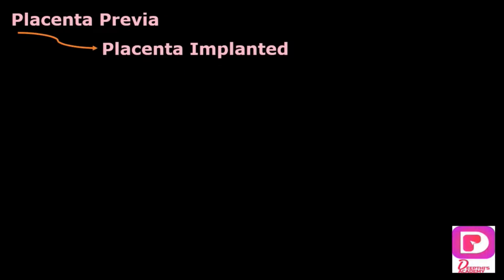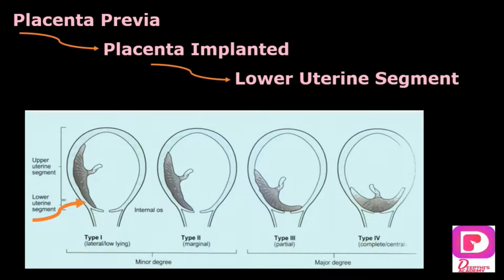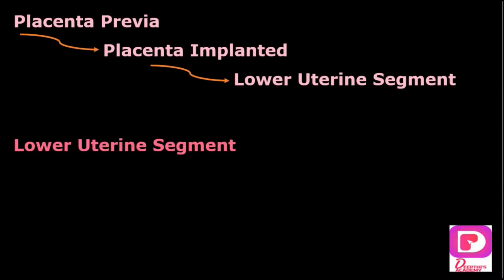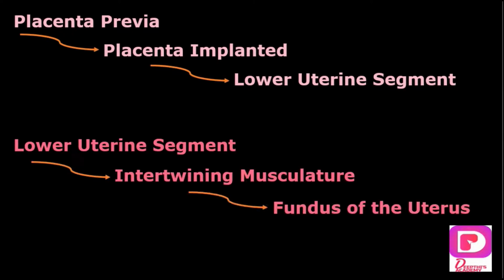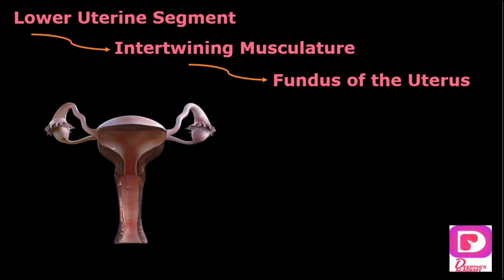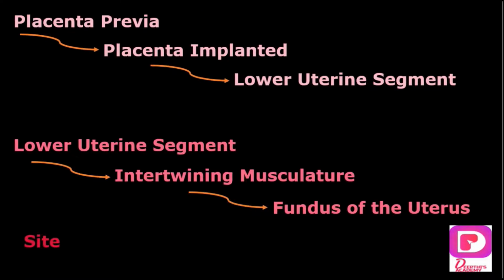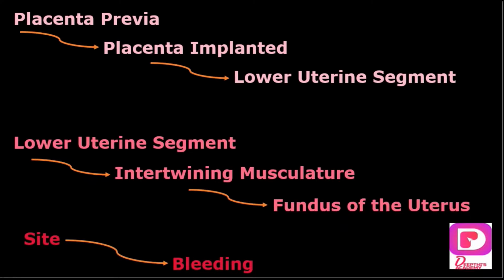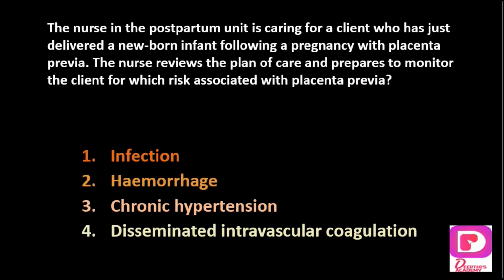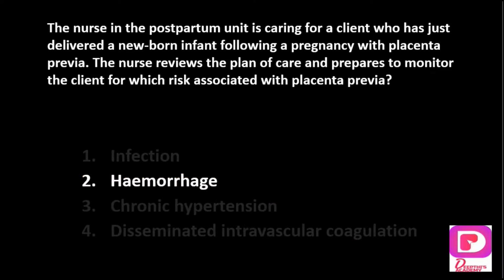Let's see the rationale. In placenta previa, the placenta is implanted in the lower uterine segment. In the given picture, the lower uterine segment is arrowed, where the placenta is attached to the lower part of the uterus. The lower uterine segment does not contain the same intervening musculature as the fundus of the uterus. And this site is more prone to bleeding. Hence, we can say hemorrhage is the right answer. While the nurse reviews the plan of care, she has to prepare herself to monitor the hemorrhage.